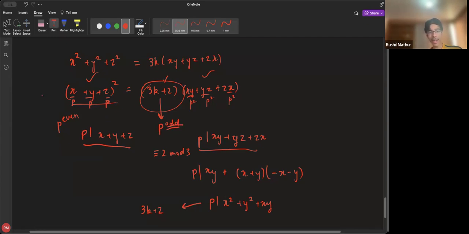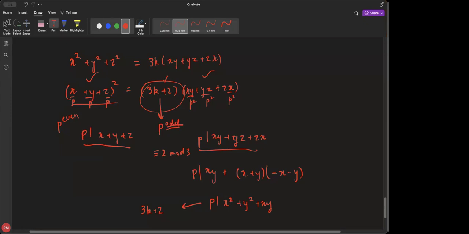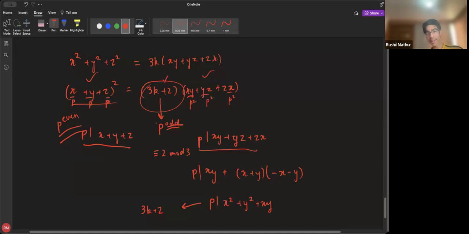first of all, p must divide x plus y plus z because it divides the RHS, so it should divide the LHS. And then p to the even divides the LHS, in fact. And because only p to the odd divides the LHS, there must be a prime factor of this as well in this term. So basically what I'm saying is that there exists a p of the form 2 mod 3, which divides x plus y plus z and also divides xy plus yz plus zx. Is that reasonable?